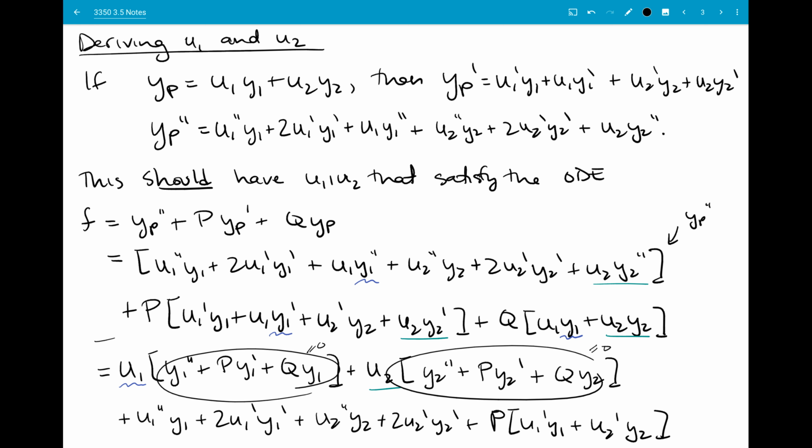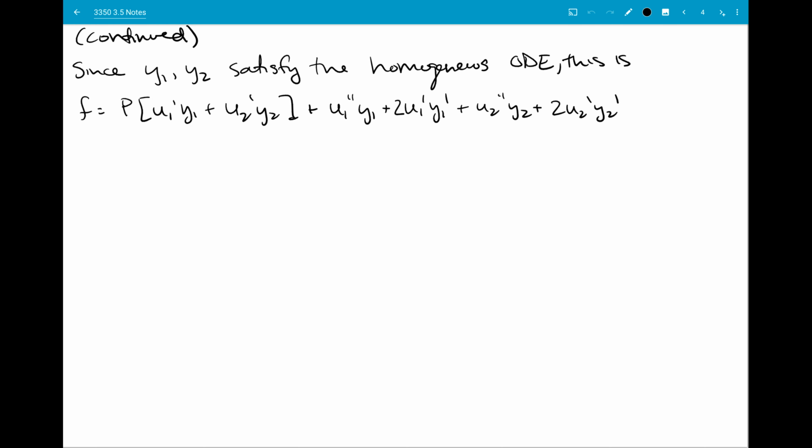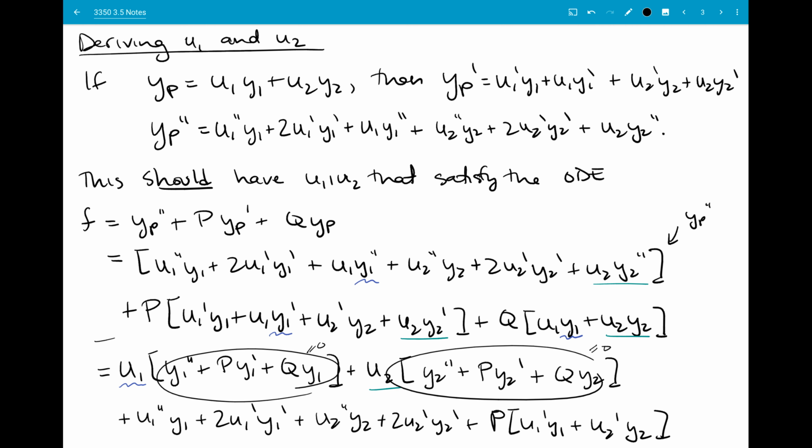So now I'm left with all the leftover terms that had u1 double prime, u1 prime, u2 double prime, u2 prime. This is kind of similar again to when we were working on reduction of order. Remember, we tried to get rid of the lowest order terms because there were too many derivatives for us to deal with. So now I've taken something with u, its first derivative, and its second derivative, and we just have the second and first derivative of u. Still not great.